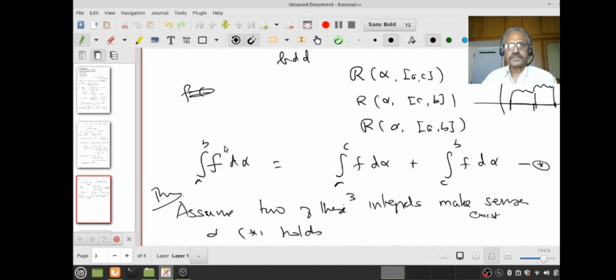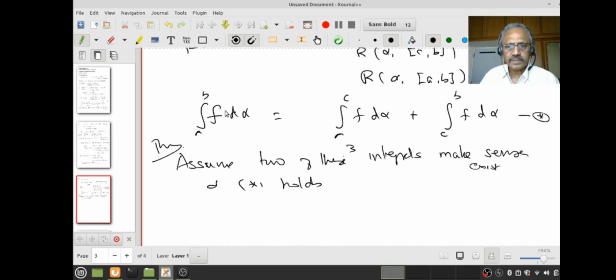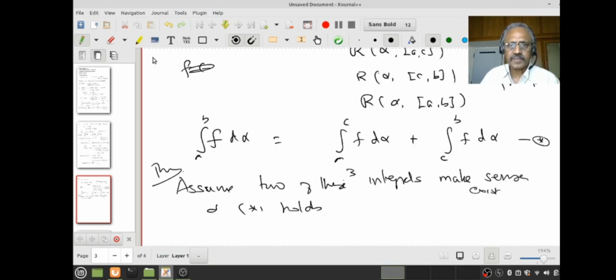Have you understood this statement? Okay, the proof is easy. There are three cases, right? Given the three integrals, two of them exist, therefore three choices. But we will work with only one case. The other two cases are similar. All textbooks and our teachers will leave it as an exercise for you, and usually no student does that either.